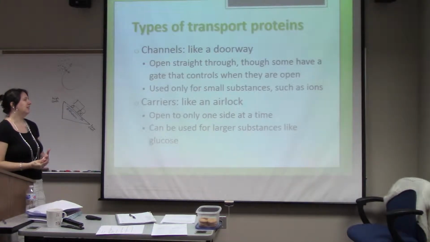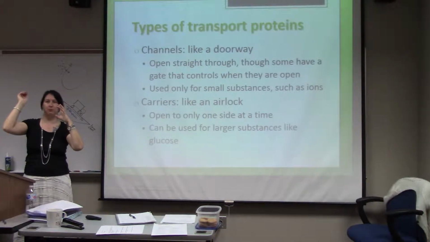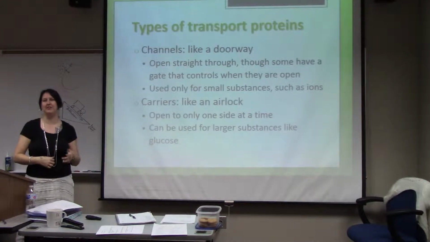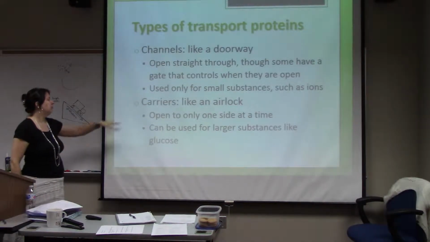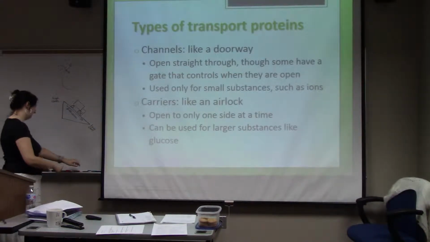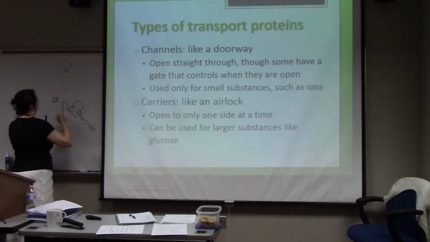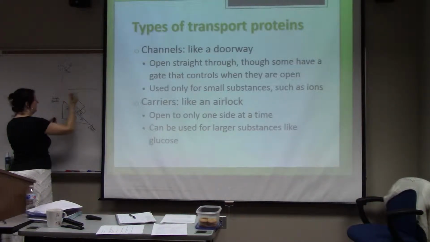For anything larger, having an open channel, you'd have too big a space where other things could just go through whenever they wanted to. So for larger things like glucose, we use carriers. These are more like airlocks. Let's use half this cell.